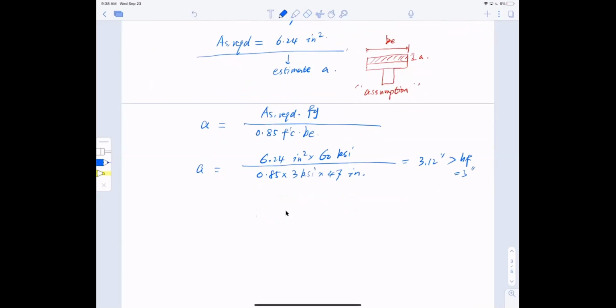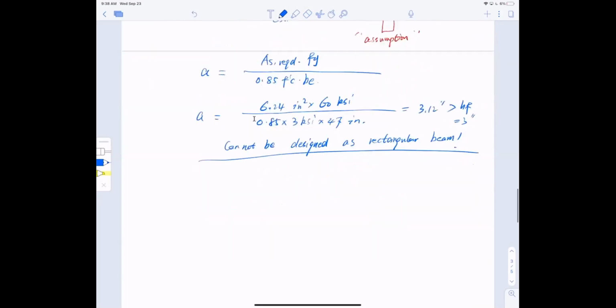So this means it cannot be designed as a rectangular beam. All right, so this means we go to scenario number 2.